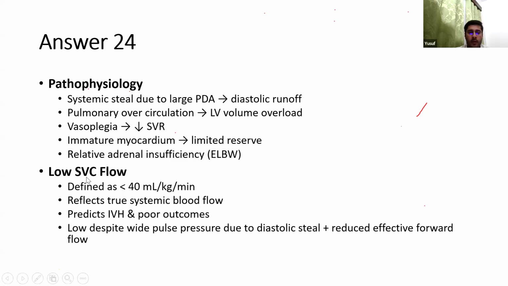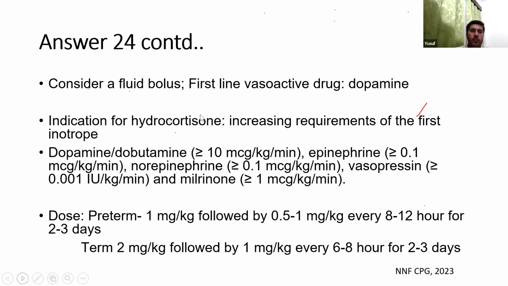As you all correctly pointed out, low SVC flow is defined as less than 40 ml per kg per minute, and it is a true marker of your systemic output because it is not shunt dependent. In studies, it has been shown to predict IVH as well as poor neurodevelopmental outcome. Then, how would you manage? We will consider a fluid bolus, and the first line vasoactive medication we will be using is basically dopamine. Why dopamine?